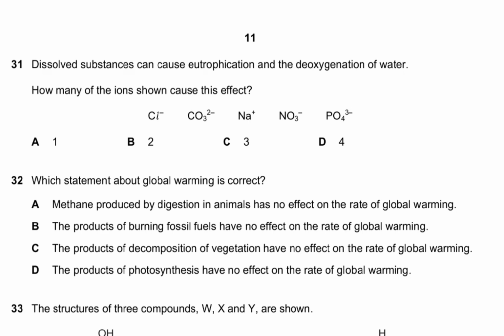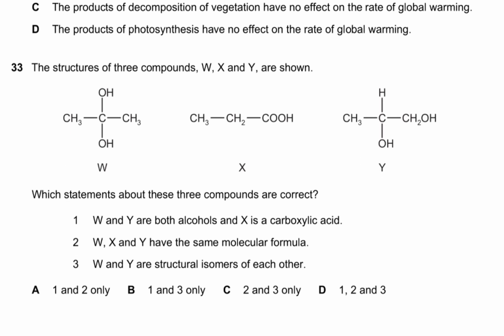The structure of three compounds are given to you, and here we have the three structures. Which statement about these three compounds are correct? W and Y are both alcohols, and X is a carboxylic acid. X is a carboxylic acid, and Y and W are alcohols, which is apparently right.